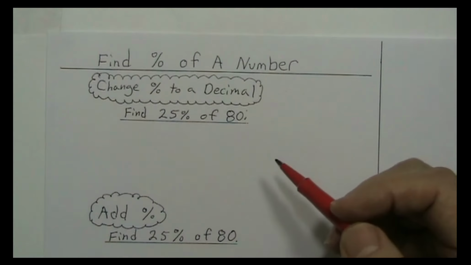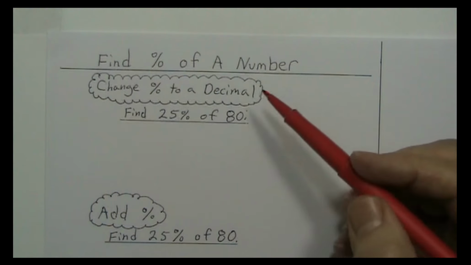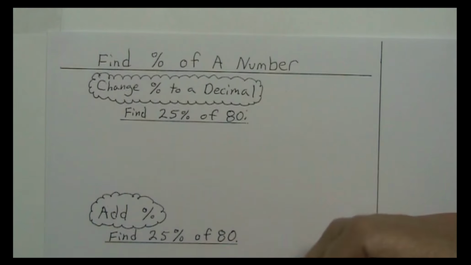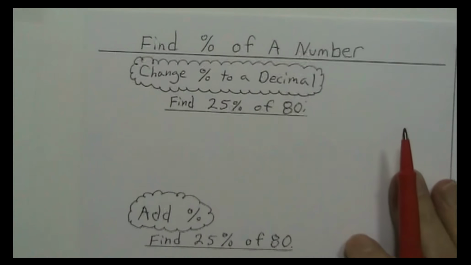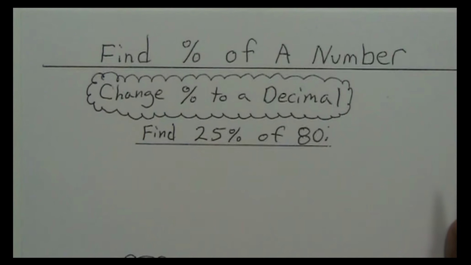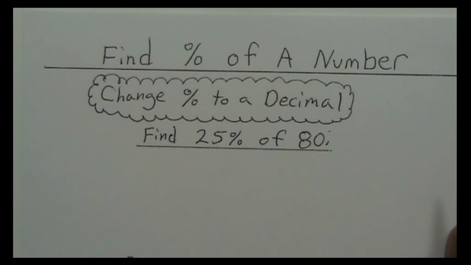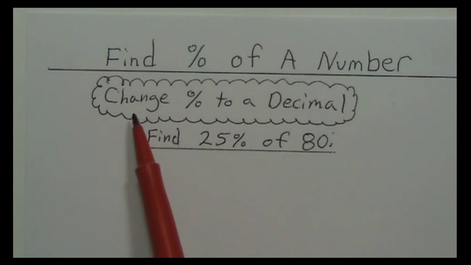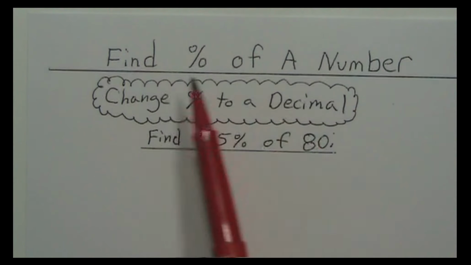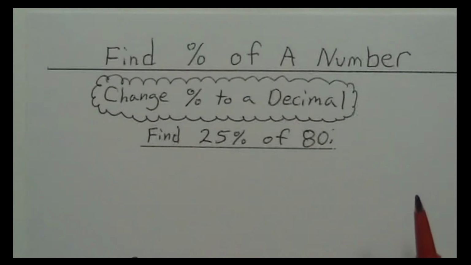Okay, finding percent of a number. This is something you'll use many times. I'm showing you 3 different ways you can have as reference, but there's more than that. These are 3 of the most common that you'll use. So we're changing a percent to a decimal. This is one way of finding percent of a number.